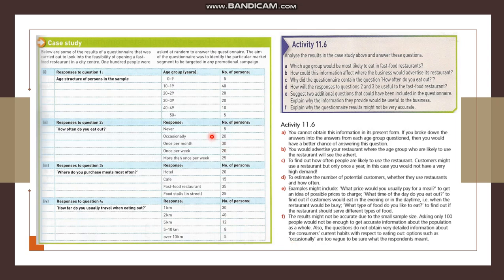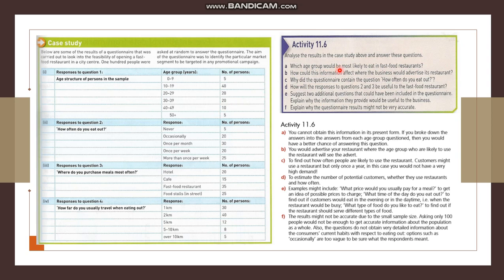You have in your book a case study here about some of the results of a questionnaire that was carried out to look into the feasibility of opening a fast food restaurant in a city center. 100 people were asked at random to answer the questionnaire. The aim was to identify the particular market segment to be targeted in any promotional campaign. We will try to assess the type of questionnaire that was constructed here, and these are the questions. We will analyze the results in the case study above this one and answer the following questions.